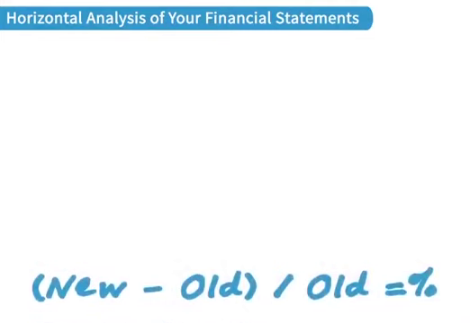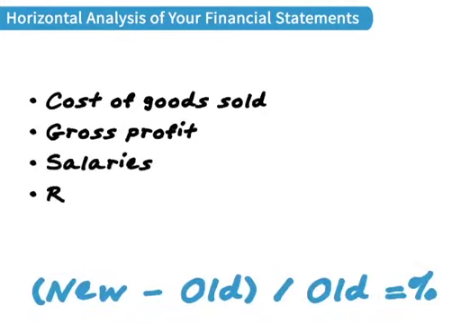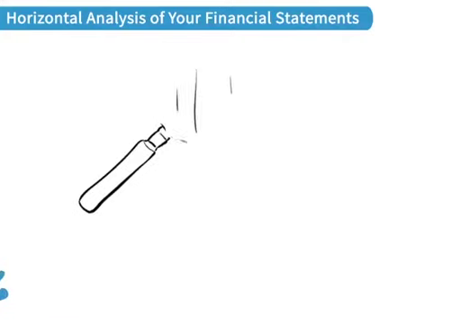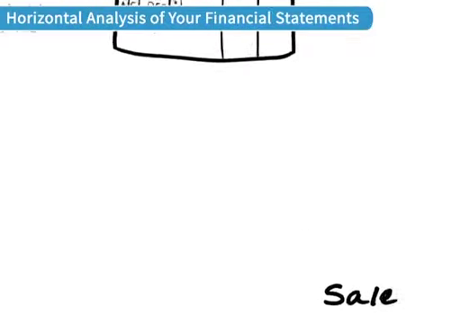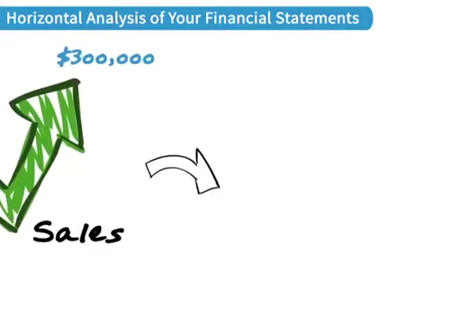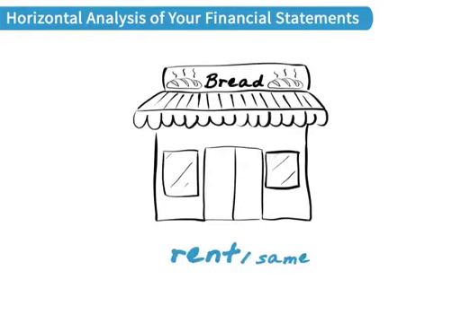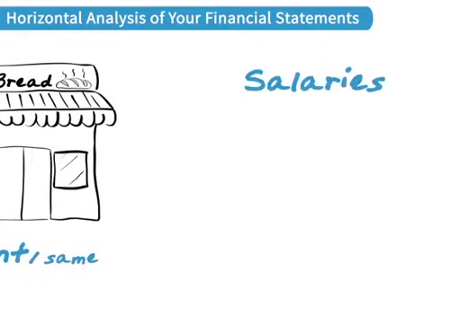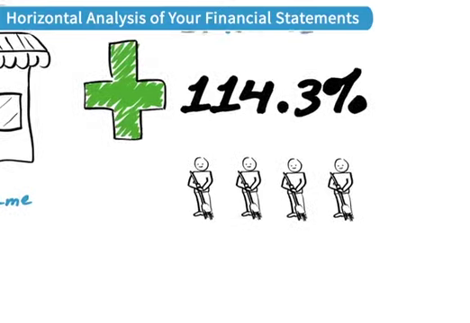You can perform the same function with each line item, like your cost of goods sold, gross profit, salaries, rent, and net profit, to learn their rate of growth or decline as well. Examining your income statement in this manner can help you understand what has happened over the time period. For example, your sales have increased from $200,000 to $300,000. Therefore, it makes sense that your costs of goods sold have increased as well. While your rent has stayed the same, look at what's happened to your salaries. They've increased by 114.3% because you added additional workers.